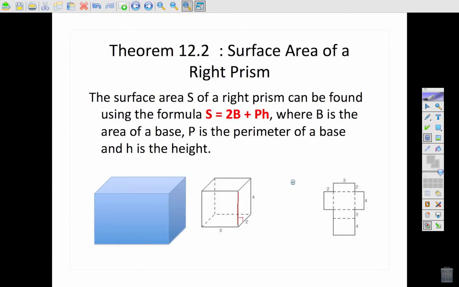Okay, first theorem is our formula for the area of a right prism. And the area of a right prism is given by 2 times the area of the base plus the perimeter of the base times the height.